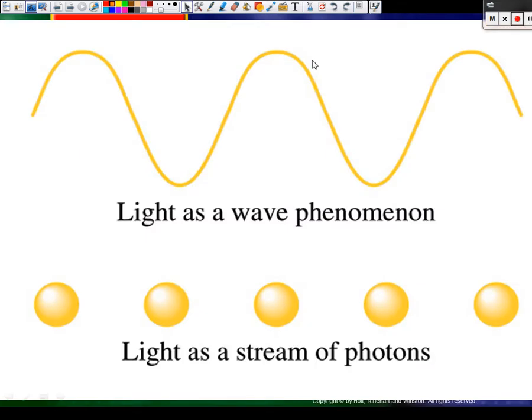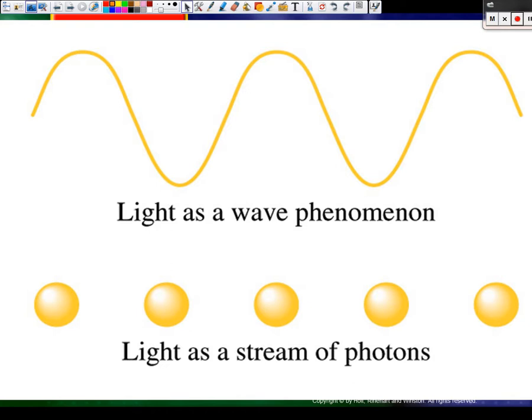All right. So, two things. Y'all don't have this page, but I kind of wish I had left it in there now, because there were two things I want to point out about it. So, we have light as a wave phenomenon, and then we have light as a stream of photons. There's one person up to this point that said they travel like photons, and who was it?